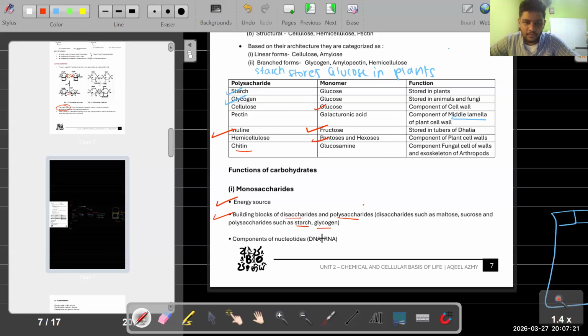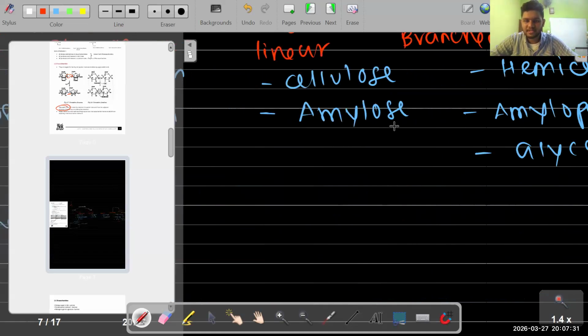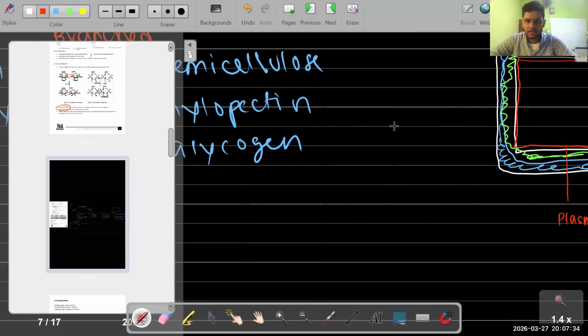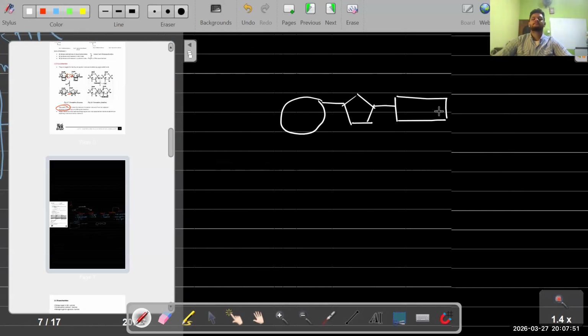Last one, component of nucleotide. I hope this is the only point that's a bit confusing for you. I hope it's not that hard to understand, but let's see. Now, first you should answer this. In O levels, have you come across this diagram? I hope you have come across this diagram at least once.